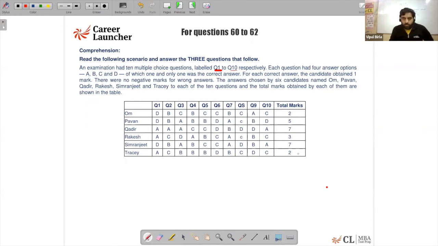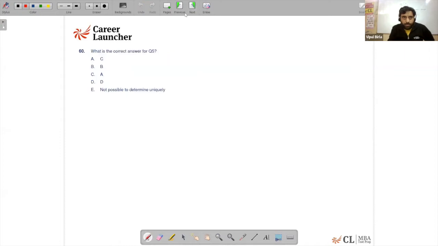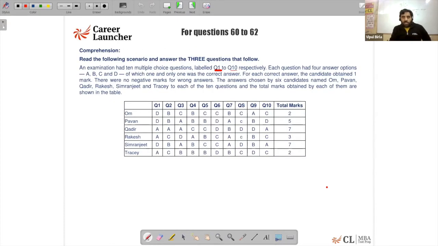Okay. So then look at what exactly they're asking in the question. What is the correct answer for Q5? For which D is the correct answer? Okay. Which of the following witnessed the least number of answered correctly out of this? Okay. So basically my first aim is to identify which all answers are correct. And then based on that, I'll be able to solve all 3 questions, right?